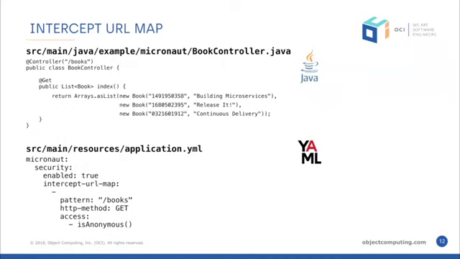You define a pattern that you want to match. Regular expressions are allowed, so I could have something like books/asterisk. Then you set the HTTP method that you want to match. And then you set a list of access. The list of access is also a list because you can have different roles in a list. With this in place, when you go through the filter, this time it will not be the @Secured security rule that lets the request through, but the intercept URL map security rule.